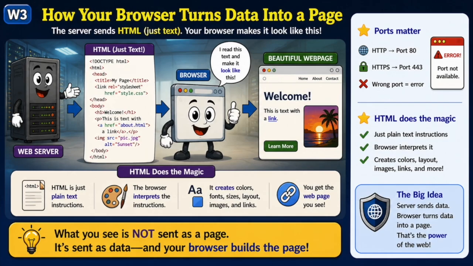The standard port is 80 for HTTP, or HTTPS is port 443. Now, if you get a port error, that means that somewhere along the line, they have the wrong port. Like if you try to access HTTPS on port 80, you'll get a port error, and the other way around.